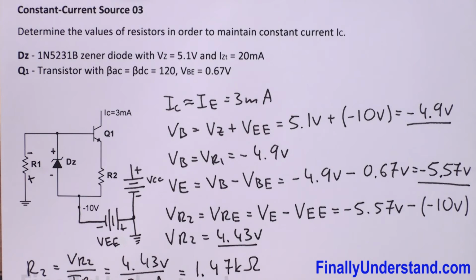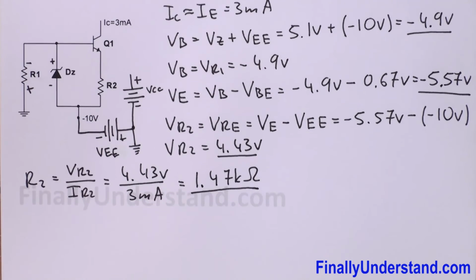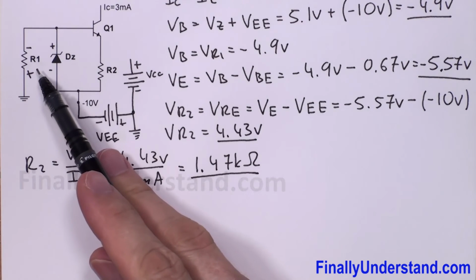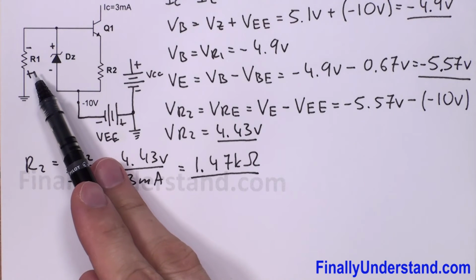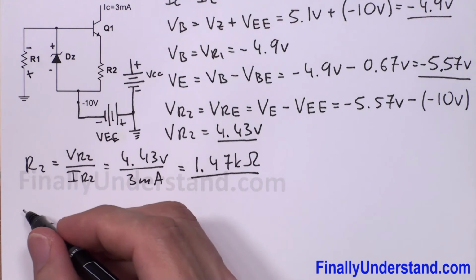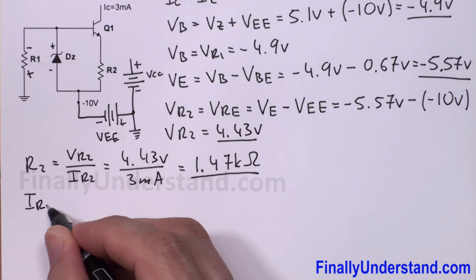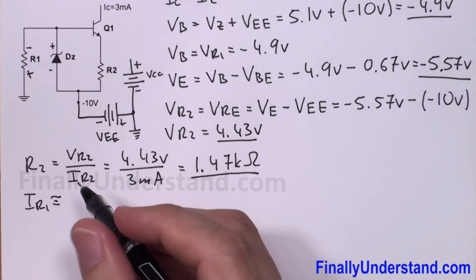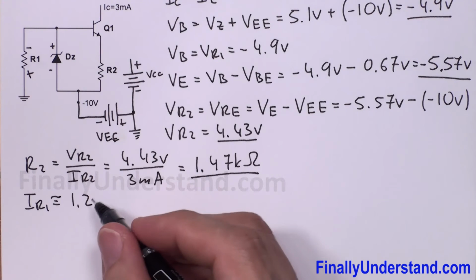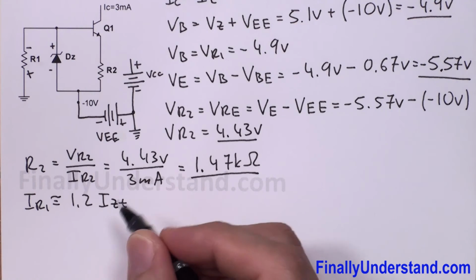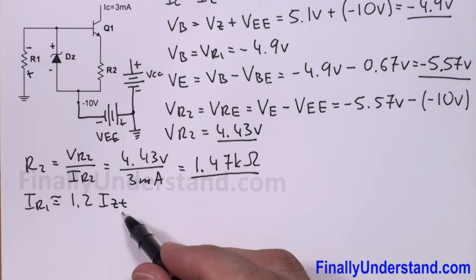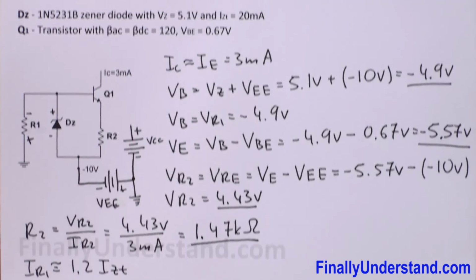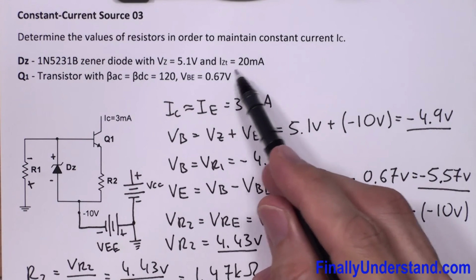So my resistance R2 has a value of 1.47 kilo ohms. Next, we're supposed to find the value of resistance R1. In order to do so, we're supposed to find the current which will go through this resistor. The formula for current, so this is my IR1, is approximately equal to 1.2 IZT, where IZT is the minimum current required to cause the Zener diode to conduct in the reverse region, and this parameter is given. This is equal to 20 milliamps.